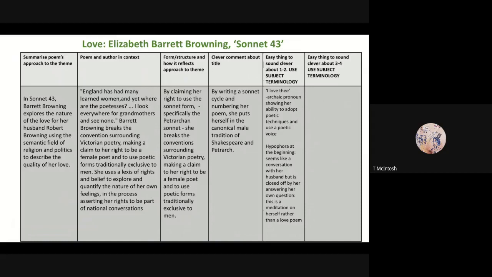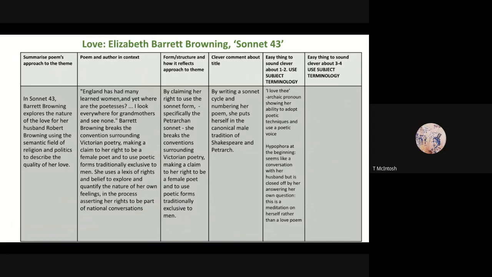Poem and author in context. Barrett Browning breaks the convention surrounding Victorian poetry, making a claim to her right to be a female poet and to use poetic forms traditionally exclusive to men. She uses lexis of rights and belief to explore and quantify the nature of her own feelings, in the process asserting her rights to be part of national conversations and international ones.